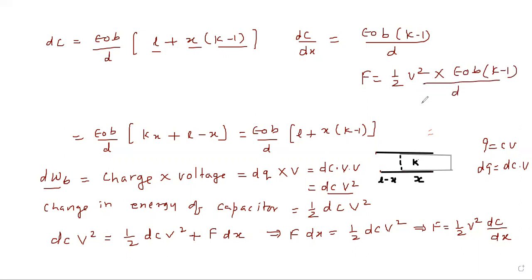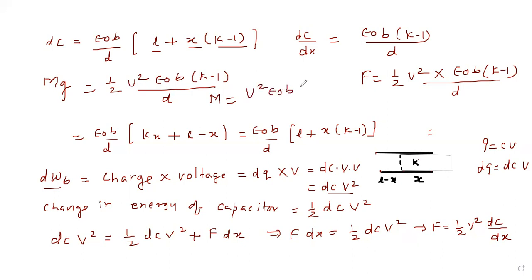But F equal to mg. So here we write it as mg equal to 1 by 2 V squared epsilon naught B times K minus 1 upon D. And our concern is to get M. So M will be equal to this, with g going in the denominator. So M equals V squared epsilon naught B times K minus 1 divided by 2 g D, which is our answer.